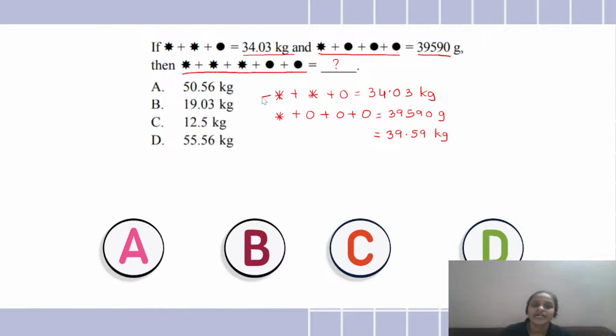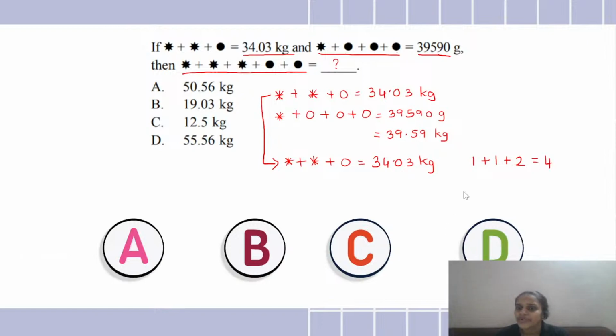let me take this first statement, which says star plus circle equals 34.03 kg. Okay, so if I have, let's say, 1 plus 2, what will it be equal to? 4. Okay, but if I want to leave 2 alone, 2 equals 4 minus 1 minus 1. Am I right? I can write it like this also. The same.